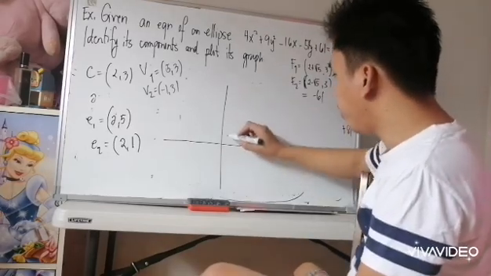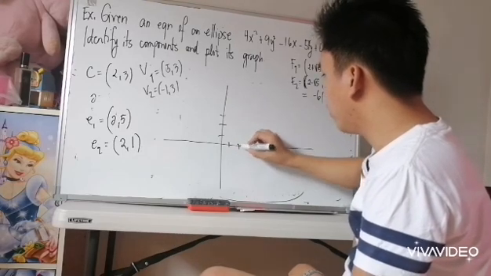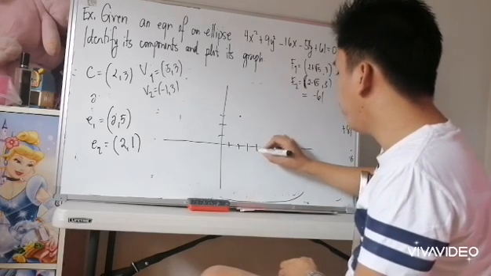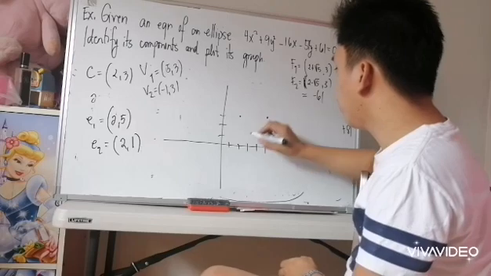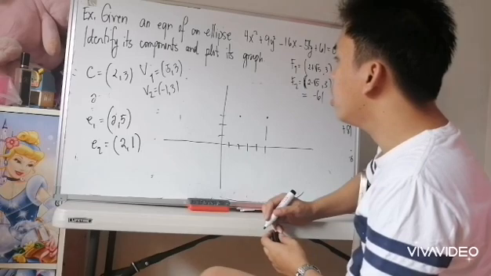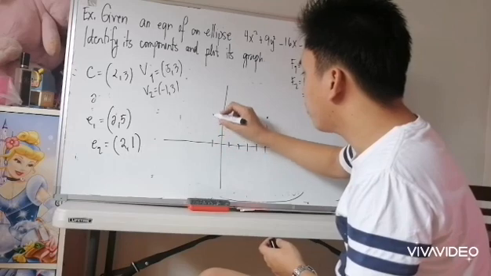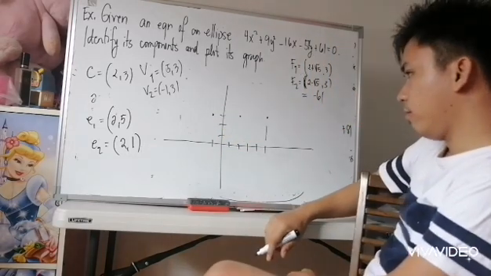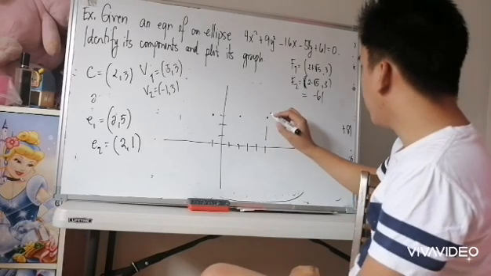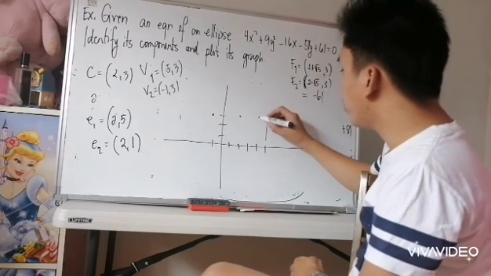Your center is 2, 3. So 1, 2, 3, 1, 2. Somewhere here is your center. Your vertex is 5, 3. So 3, 4, 5. This is where your vertex is. Another vertex is found at negative 1, 3, so that's somewhere here. Your focus is somewhere here. I'll just estimate this. That's 2 plus square root of 5, 3, so somewhere here.